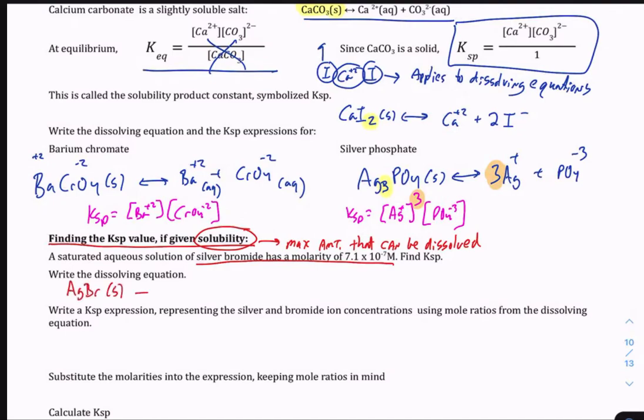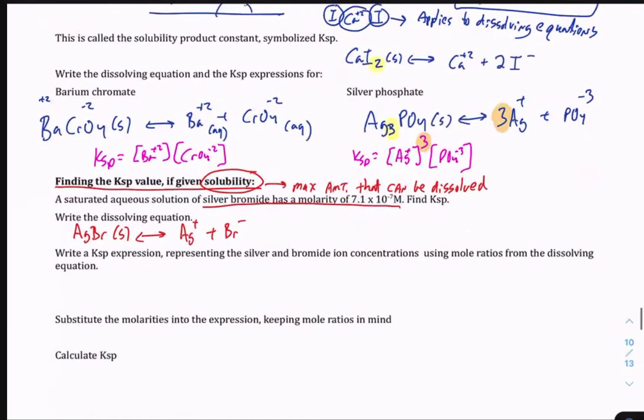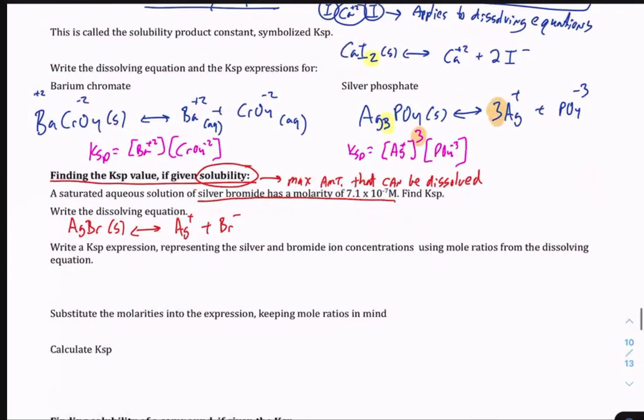AgBr dissolves to form silver ions and bromide ions. Okay. The expression, KSP is equal to the concentration of silver times the concentration of bromide. Again, we are ignoring the solid. Alan, question? Just to make sure, the silver and bromide, those are aqueous, right? Correct. Yep. Yeah, they're aqueous ions.